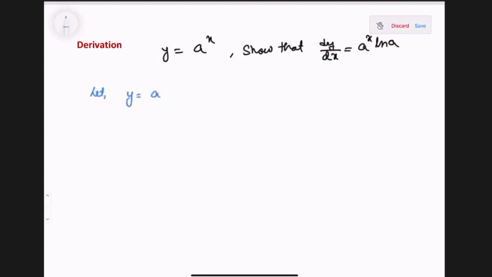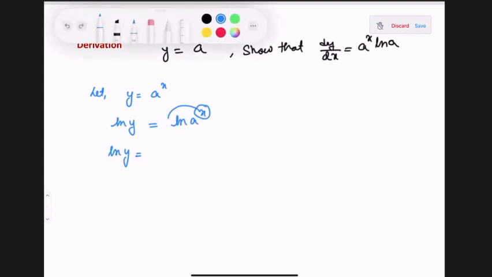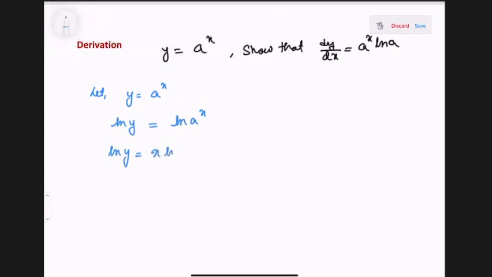So let's start with the very first line. We have y equals a to the power x. I will take ln on both sides of the equation. So that will be ln y equals ln a to the power x. So ln y, if I shift this power here, I will get x ln a. Then I will start differentiating this entire line with respect to x on both sides of the equation.